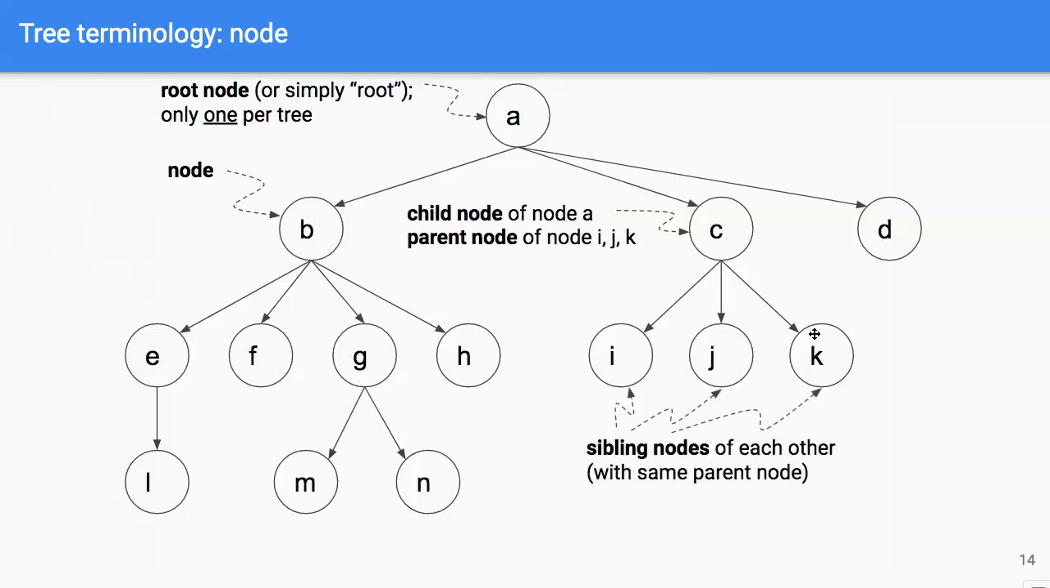Next are the sibling nodes. They are the nodes that have the same parent. So I, J, and K are siblings because they have a common parent, that is C. And finally, there are leaf nodes, the nodes at the very bottom of the tree, and these nodes do not have any child nodes.